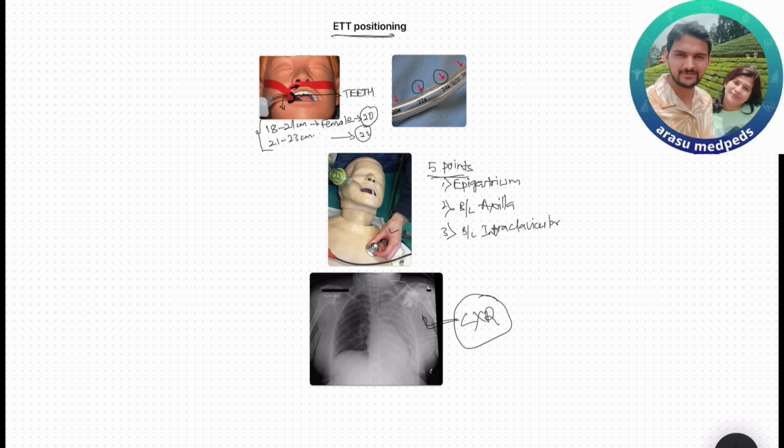So just to summarize: a rough guide about the position of the endotracheal tube at the level of teeth, confirmation of the tube in proper position using the 5 points auscultation method, and a confirmatory chest X-ray to avoid the common mispositions. Hope this short video is helpful during your ICU duties.